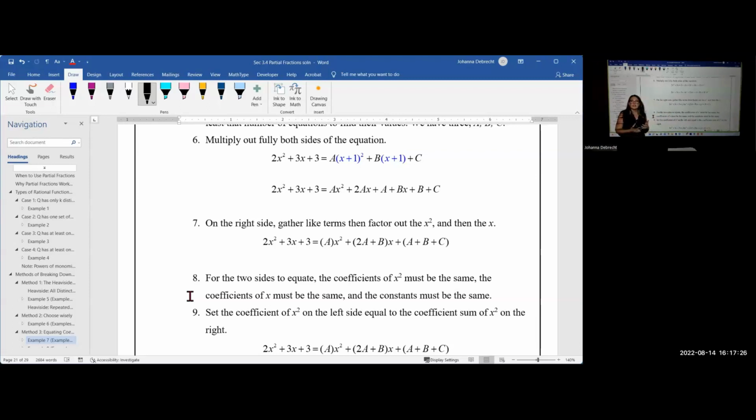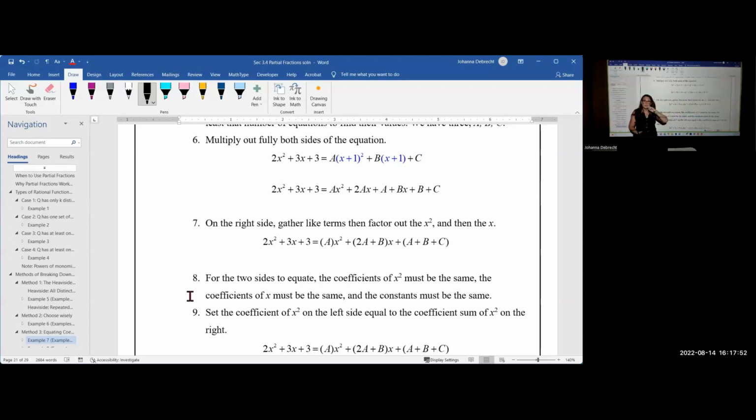Now we call this equating coefficients. For this equation to be true, the coefficient of x squared on the left has to equal the coefficient of x squared on the right, which means that A has to be 2. That's one equation. The coefficient of x on the left, which is 3, has to be equal to the coefficient of x on the right, which is 2a plus b.